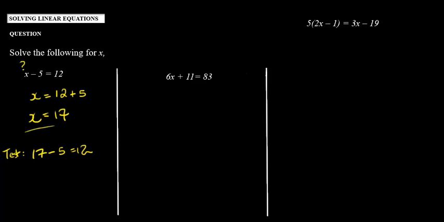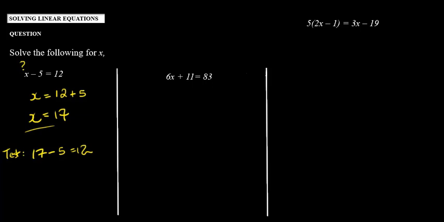So that's one way that we can think about solving equations. We can reason them out. In the second one, here we have 6x plus 11 is equal to 83. So that means I need to solve for x. Now, before I can get x by itself, I'll have to get all of 6x by itself, which means that I'll need to get rid of this 11 right here.